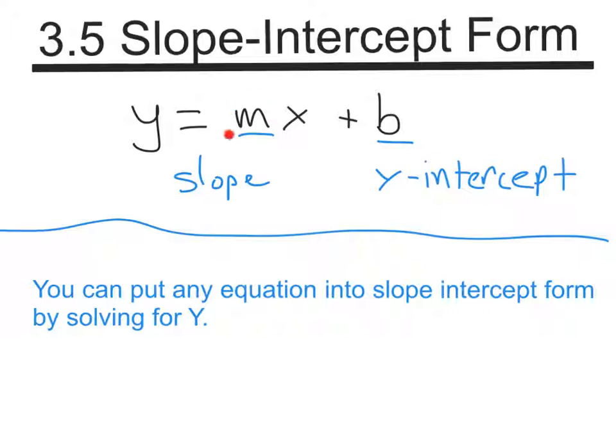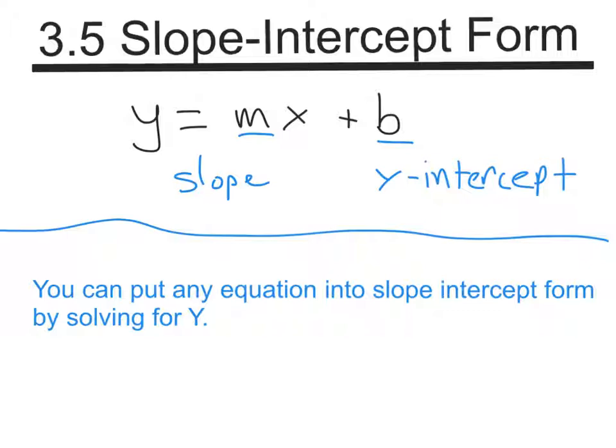The slope is always the number with x, so here m is the slope, and your y-intercept is b, the number without x. And the slope of the line, remember, is how the line is leaning, and the y-intercept is where the line crosses the y-axis. That's basically a slope and a point. And if you have a slope and a point, you know everything you need to know about a line. You can graph it, and you can write the equation.